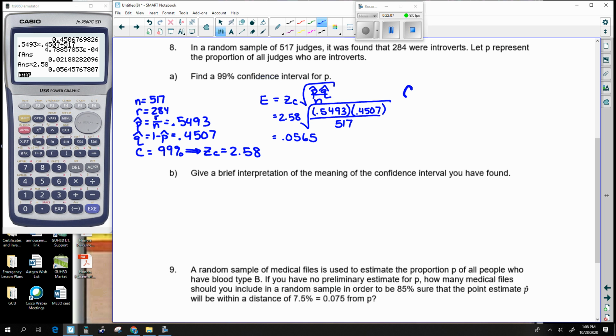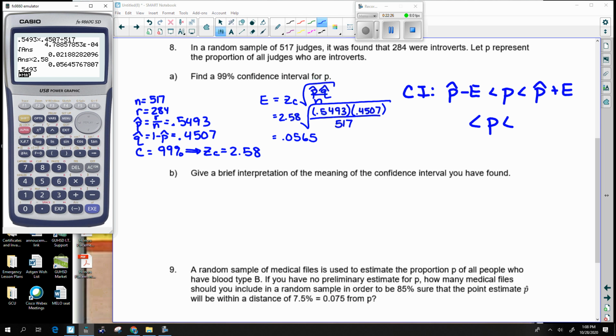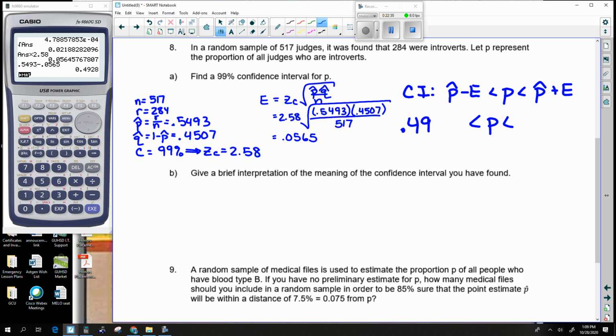All right, so the confidence interval in this situation is going to be P hat minus E is less than P is less than P hat plus E. Make sure you use the right symbols. Okay, AKA use P's, not mu's and things like that. So P hat 0.5493 minus and plus.